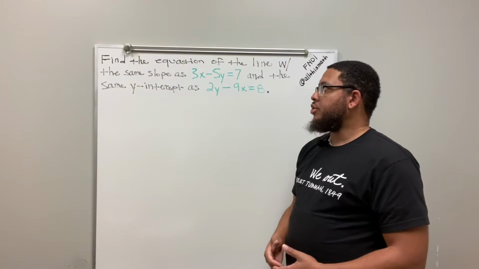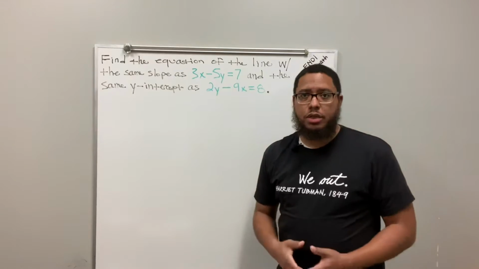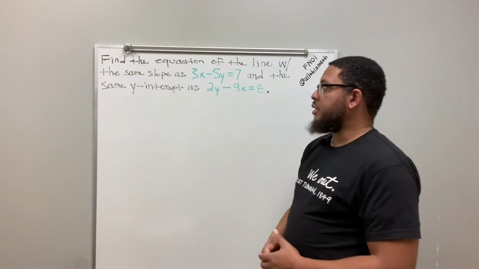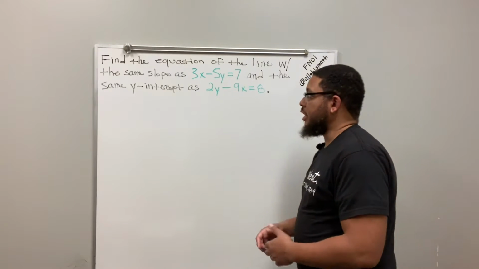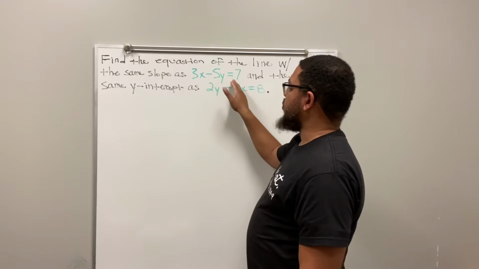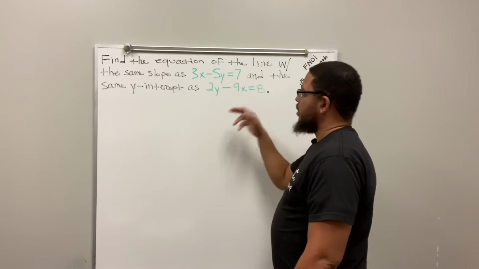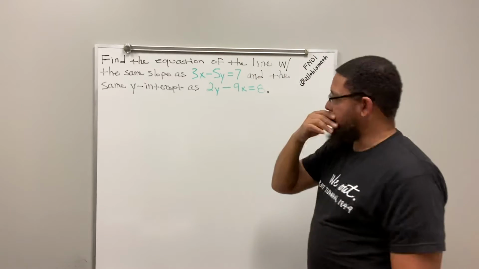All right. So let's read it first. That's always the first step. Let's read what we're dealing with. This problem says to find the equation of the line with the same slope as this equation, 3x minus 5y equals 7, and the same y-intercept as 2y minus 9x equals 8.